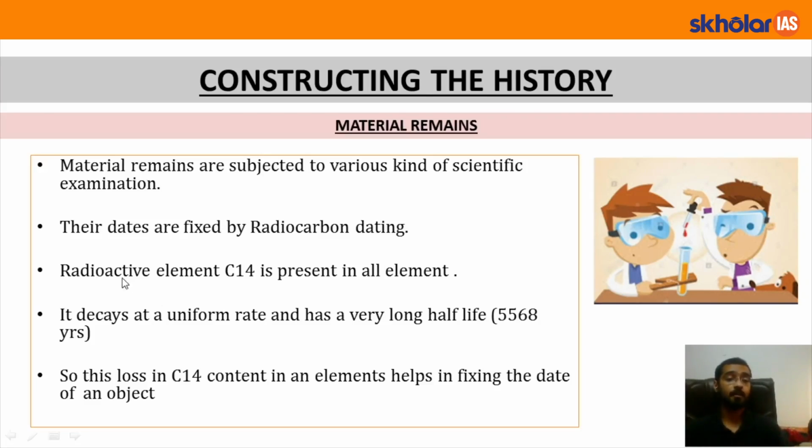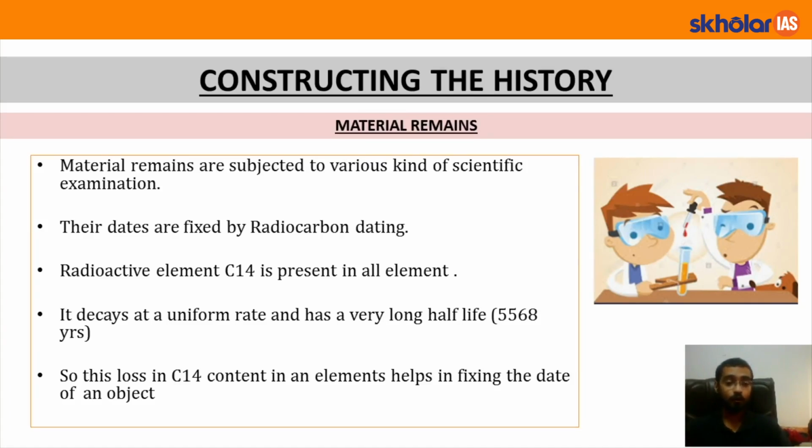In radiocarbon, there is a radioactive element called C14. It is present in all organic matter. Now, this C14 decays at a uniform rate and it has a very long half-life. Its half-life is 5568 years. So, in this many years, it reduces itself to half the amount which was present in the initial stage. I hope this is clear.